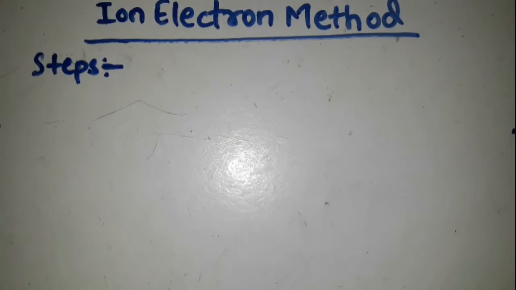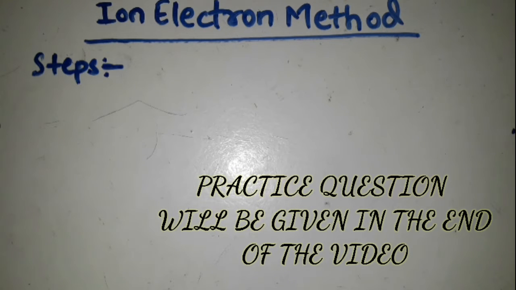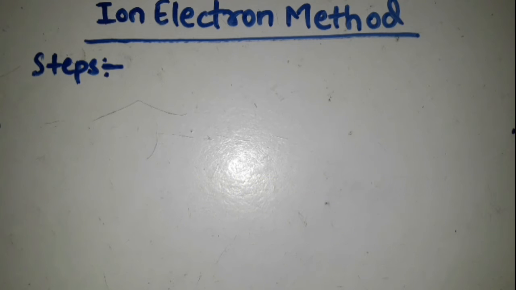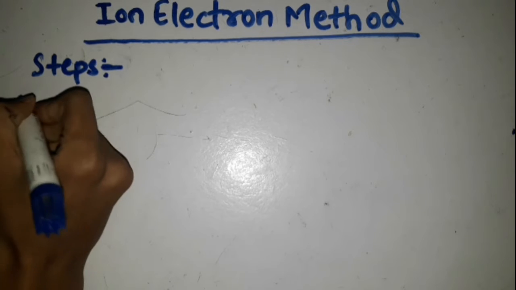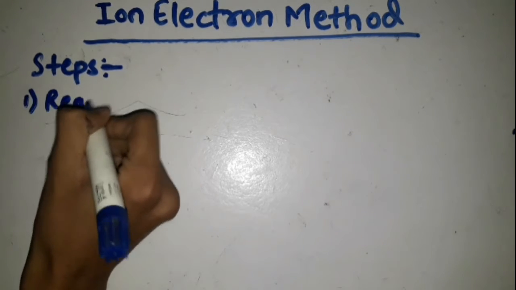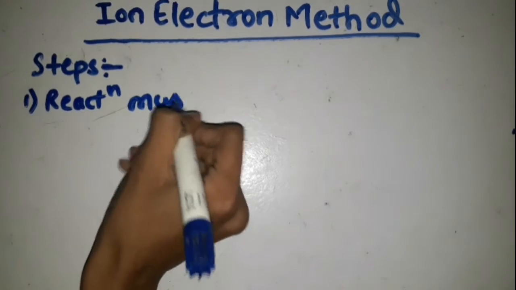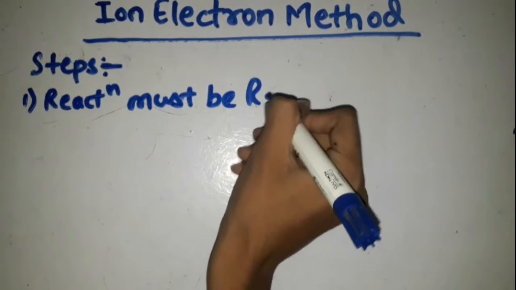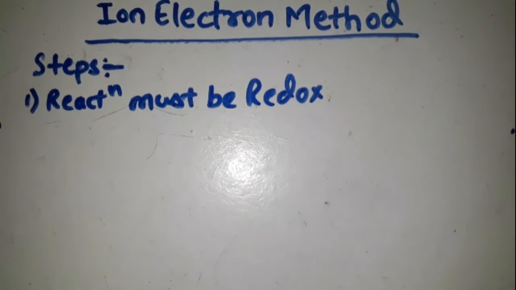Before we move further, we have to know the steps involved in this method of balancing equations. I think it is one of the simplest methods of balancing equations, but it is yet a lengthy process. The first step is that the reaction must be redox. As this method is only applicable for redox reactions, the reaction that is given must be redox, and for this we have to check whether any element is reducing or oxidizing.